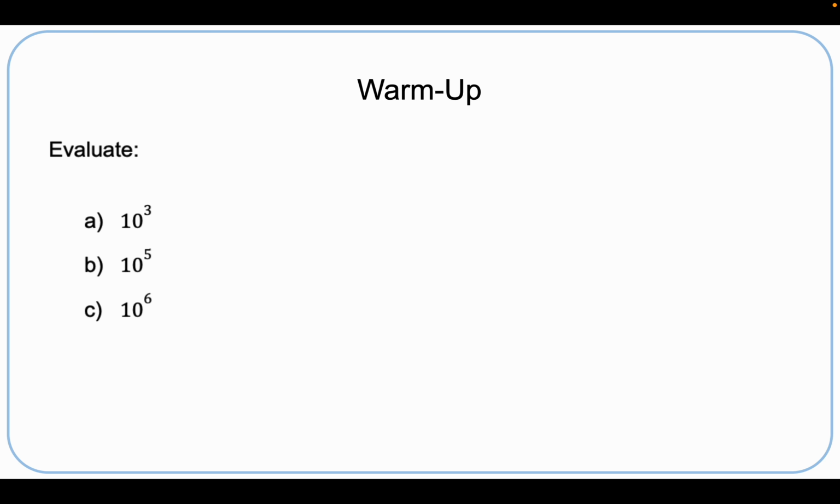Here are some quick warm-ups. Let's just do them together because they are so easy. Here we have 10 to the third. Remember, 10 to the third is telling us to use 10 as a factor 3 times. So 10 times 10 times 10, which equals 1,000.